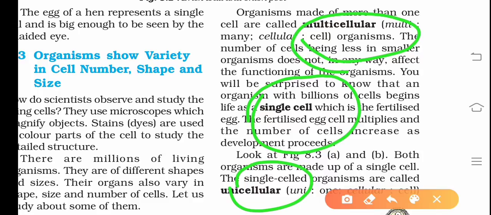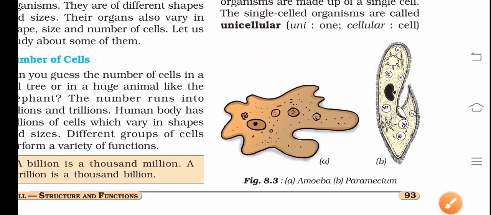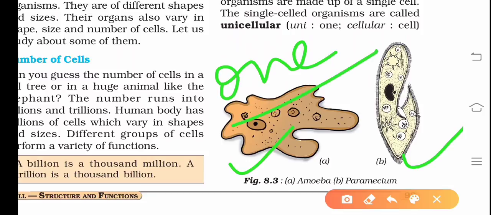Whereas the examples of unicellular organisms, here we can see the images. The first one is amoeba and the second one is paramecium. Amoeba is a unicellular organism having only one cell and it does not have any fixed shape. Similarly, paramecium also does not have more than one cell. It is also a single-celled animal.